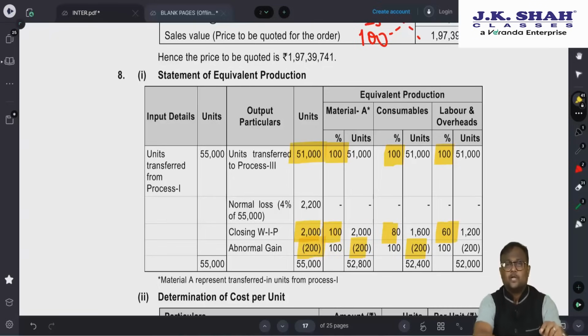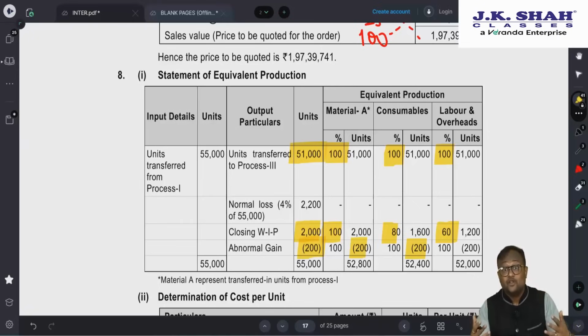Guys, you expected normal loss to be 2,200, but your actual wastage is only 2,000. That means your actual wastage is less than the estimated wastage. That means there has to be an abnormal gain of 200 units. Any which way, when you prepare the process account, you will get that as a balancing figure on the debit side. So 200 is abnormal gain.